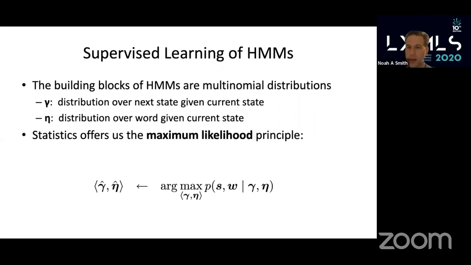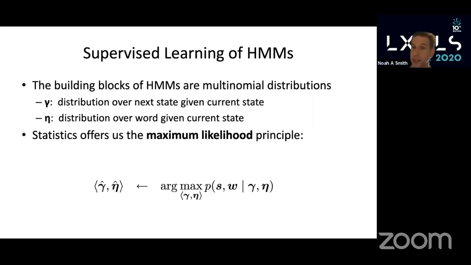Okay, so here we are again with the HMM. Just to remind you, the building blocks of the HMM are multinomial probability distributions: the collection of distributions gamma over the next state given a particular current state, so there's one of these gamma distributions for every current state, and then the distributions eta over words given the current state. Again, we have one of those for every possible state in our model.